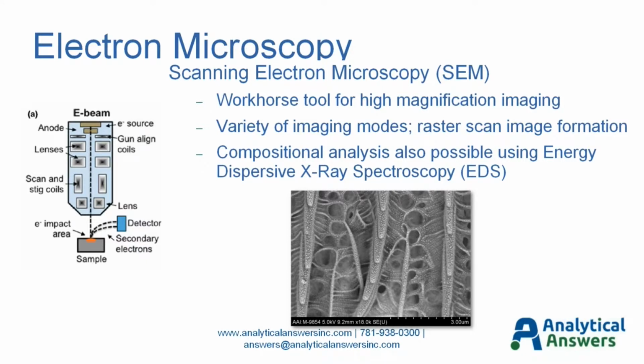So for all those reasons, scanning electron microscopy, or SEM, has really over the years developed into a workhorse tool for high magnification imaging. And again, I give a little schematic here of an SEM instrument where our electron beam is focused and scanned across our sample. Our detector here sitting above the sample detects secondary electrons or backscattered electrons, what have you, and would then form this image in a raster scan mechanism. And as I mentioned, we can also do compositional analysis using energy dispersive X-ray spectroscopy, or EDS.